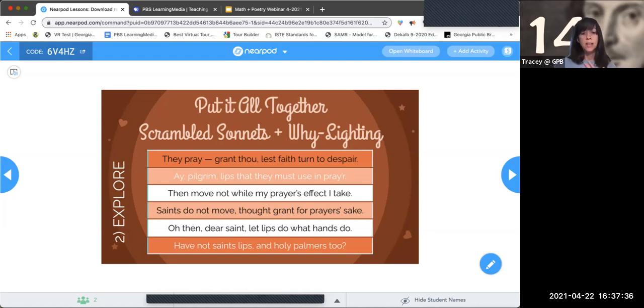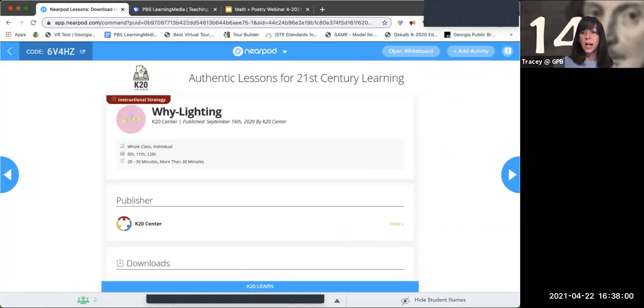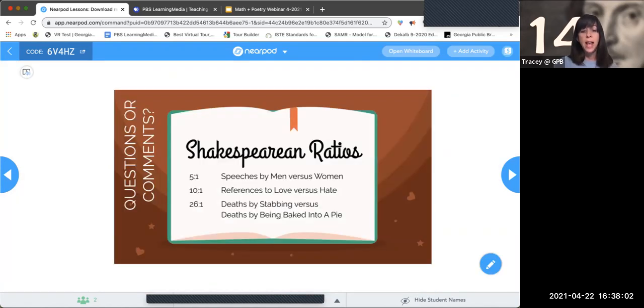So for instance, they may particularly like this one, "Then move not while my prayers effect I take." And that could be the highlighted line from this particular portion of the sonnet, and they can explain why they liked that line. So again, it's really just getting them into exploring the whole content here. Here's highlighting for how to do it. And that comes to the end of explore.